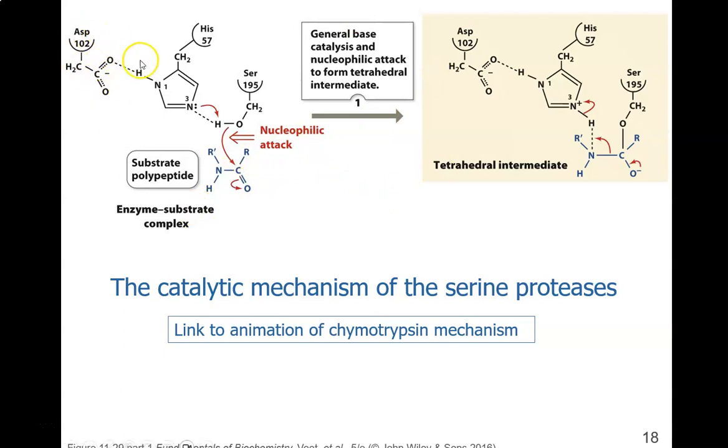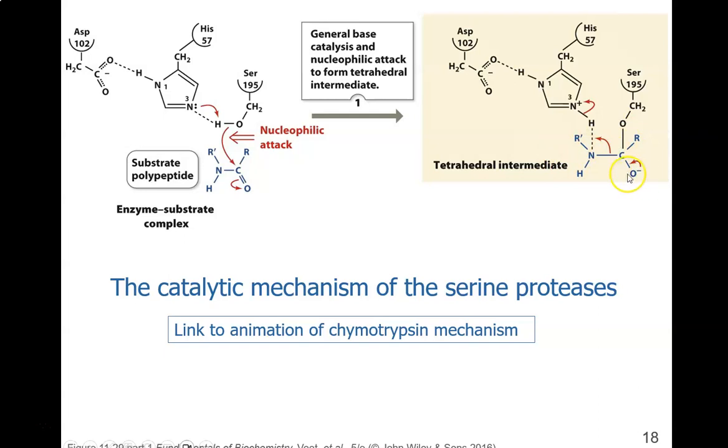So here's the aspartate, the histidine, and the serine. And what happens is the aspartate kind of polarizes the histidine, which grabs a proton from the serine. So now instead of CH2OH we have CH2O minus, and then that can nucleophilically attack the carbonyl of the peptide bond. So this is our polypeptide substrate right here in blue. And now here's our serine, and we have a temporary covalent bond between the serine and our substrate, which is shown in blue.